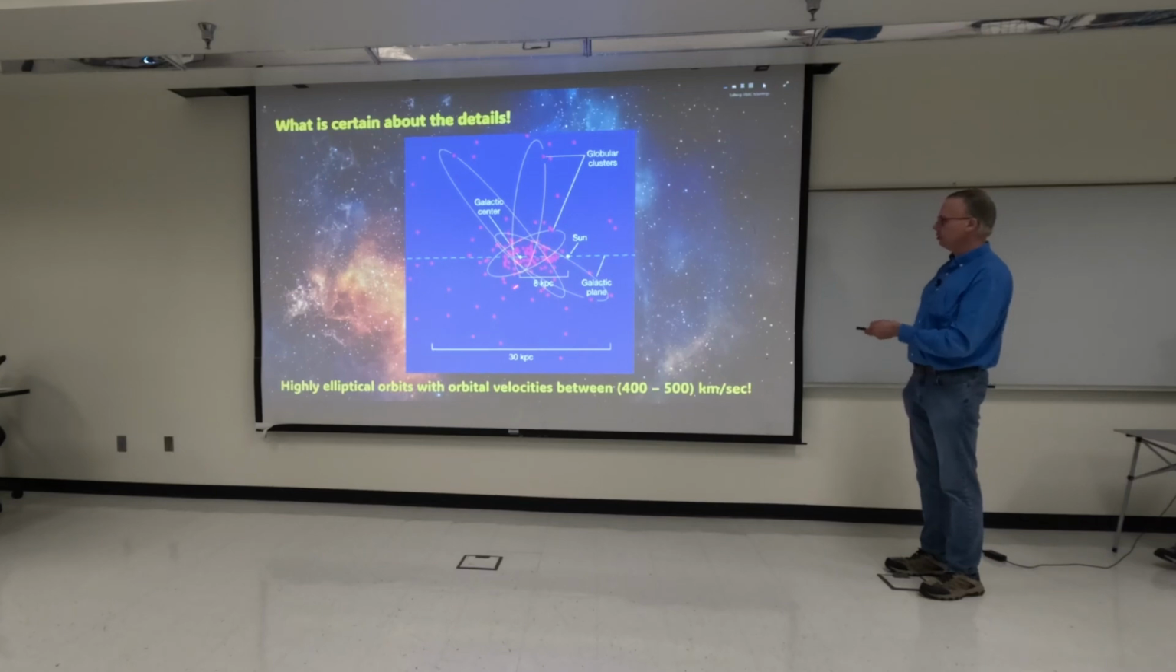The speeds average between 400 to 500 kilometers per second, and they will vary substantially. A lot of these globular clusters over time, their axial tilt will change, their eccentricity will change. So the orbits undergo change, and there will also be a galactic precession where they will wobble around the center of the galaxy itself.